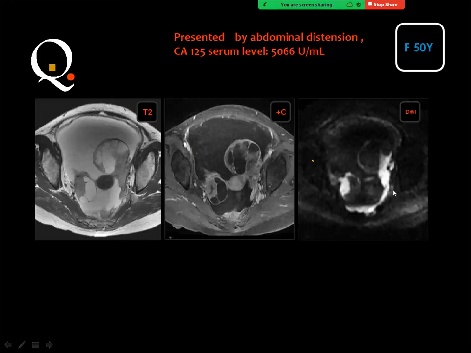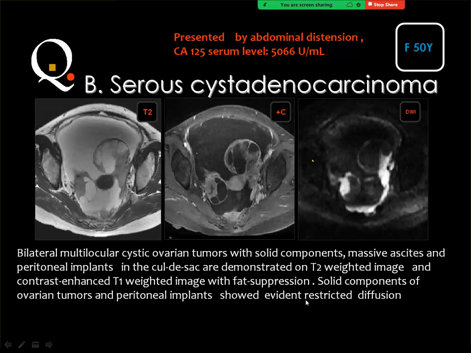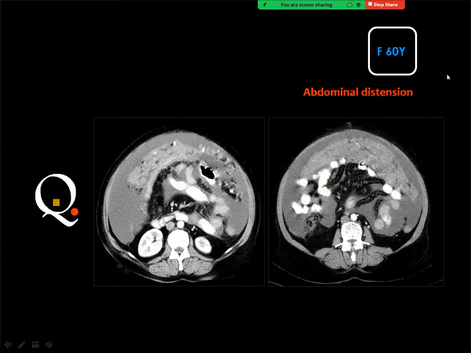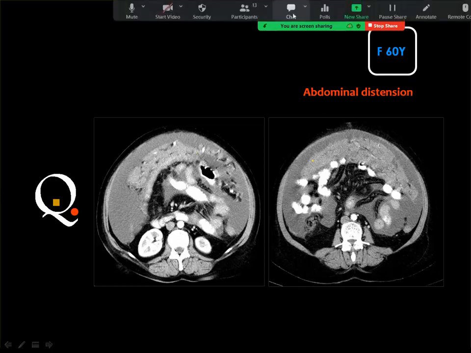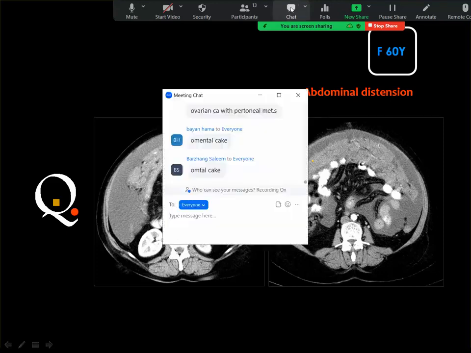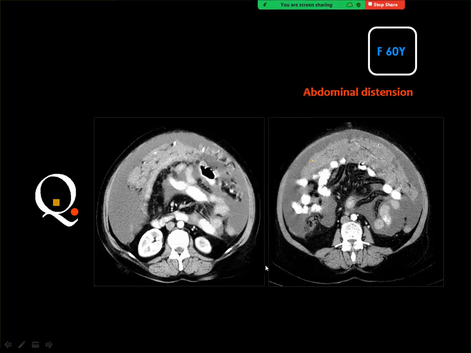Then the diffusion weighted image shows restricted diffusion of the solid component of the tumor, as well as restricted diffusion of the tumor seeding along the peritoneal reflection. And this is bilateral serous cystadenocarcinoma with peritoneal implants. Next case is a 60 years old female with abdominal distension. Yes, the diagnosis is omental cake.